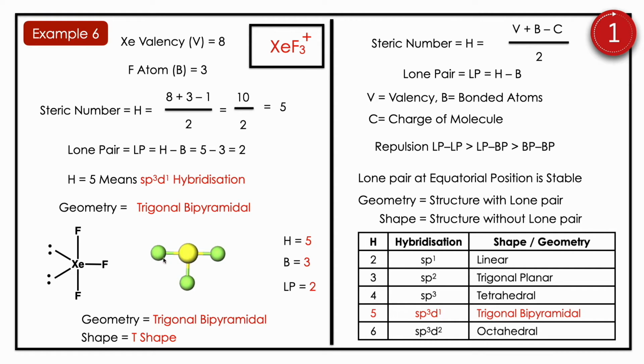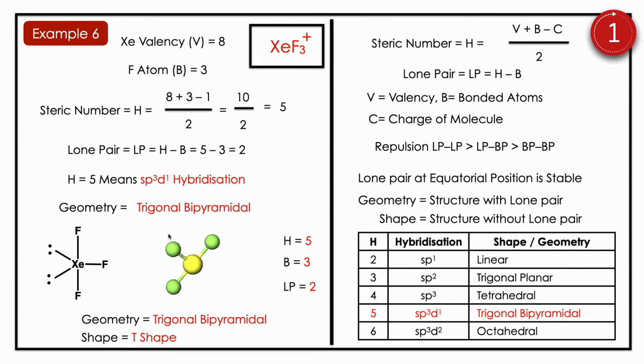Now example 6, xenon trifluoride cation. Xenon is an inert gas, valency is 8. Fluorine is the bonded atom, 3. And it has a positive charge. If you substitute in the steric number formula, H equals 10 by 2 gives 5, and lone pair is H minus B, which gives 2.